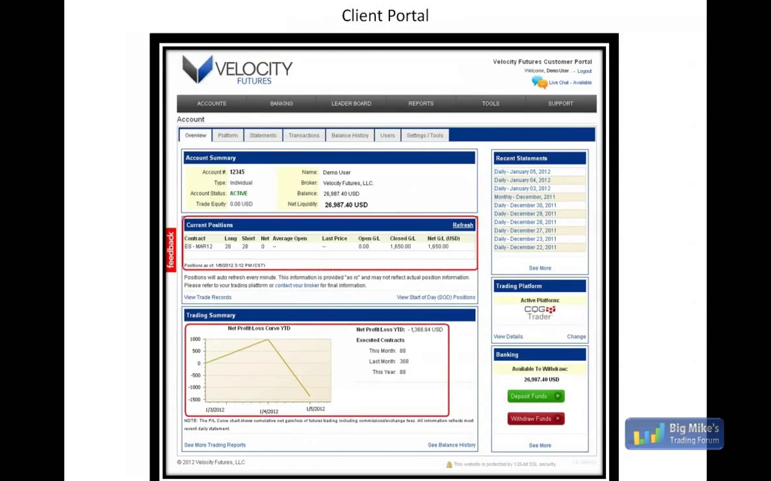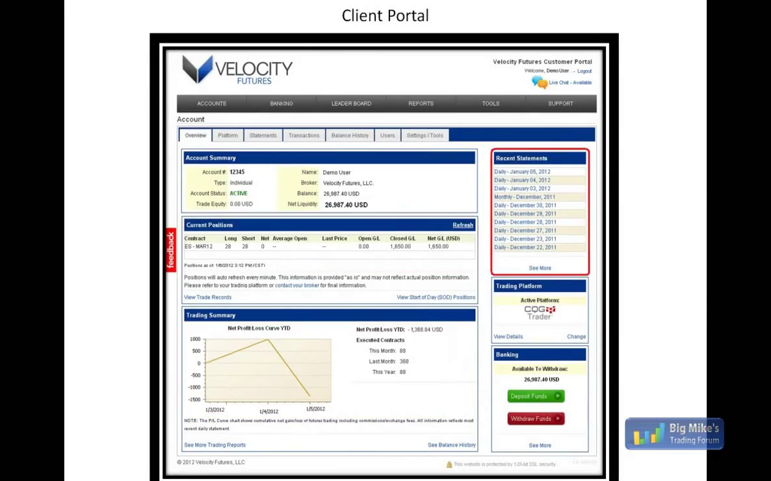From the home page, you can quickly see real-time positions, P&L history, account balances, net liquidity, monthly and annual contract volume totals, as well as year-to-date net profit and loss curve there in the bottom left-hand corner. You can quickly access statements through the portal as well. You can get trade records, you can view them online, or you can download them if you wish.